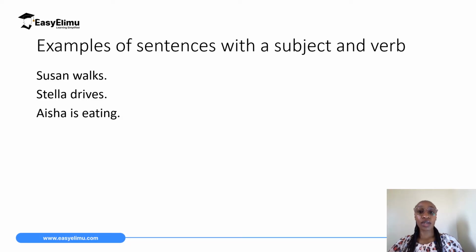Susan walks. Susan is the subject. Walks is the verb. Stella drives. Stella is the subject. Drives is the verb. And lastly, Aisha is eating. Aisha is the subject. Is eating is the verb.